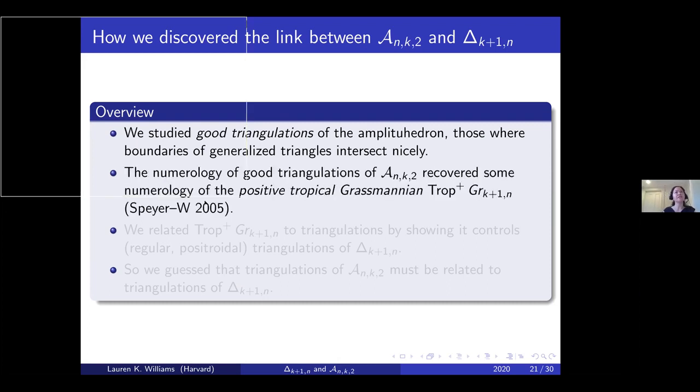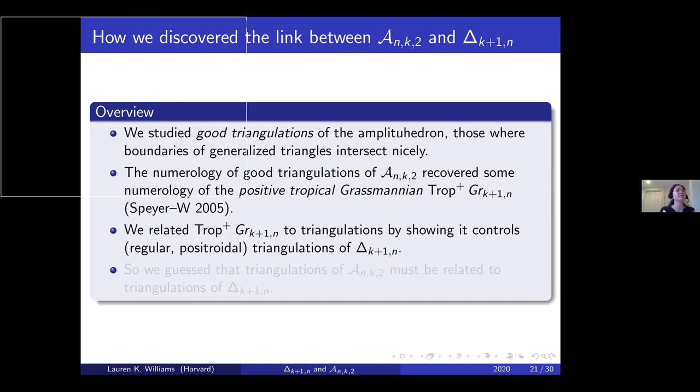Looking at numerology of these good triangulations, you know, looking at how many there are and so on, it recovered some numerology of the positive tropical Grassmannian. And so we were trying to figure out how the m equals 2 amplituhedron is connected to the positive tropical Grassmannian. So the first step was to relate the positive tropical Grassmannian to some kind of triangulations. And the right thing to do there is to show it controls triangulations of the hypersimplex. And so then we guessed that triangulations of the amplituhedron must be related to triangulations of the hypersimplex.